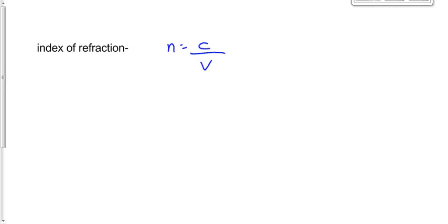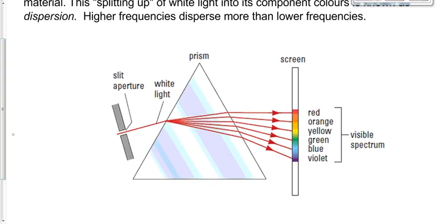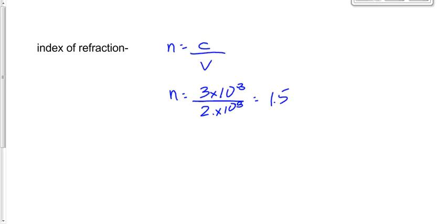So the index of refraction for glass would be about 3 times 10 to the 8 divided by the speed of light in the glass, which is 2 times 10 to the 8. So the index of refraction for glass would be about 1.5. But we also learned yesterday, it's not quite as simple as that. We learned that every material, let's say a glass prism, actually doesn't have one index of refraction like we see right here. If we say the index of refraction of glass is 1.5, well, it doesn't have that one value of 1.5.